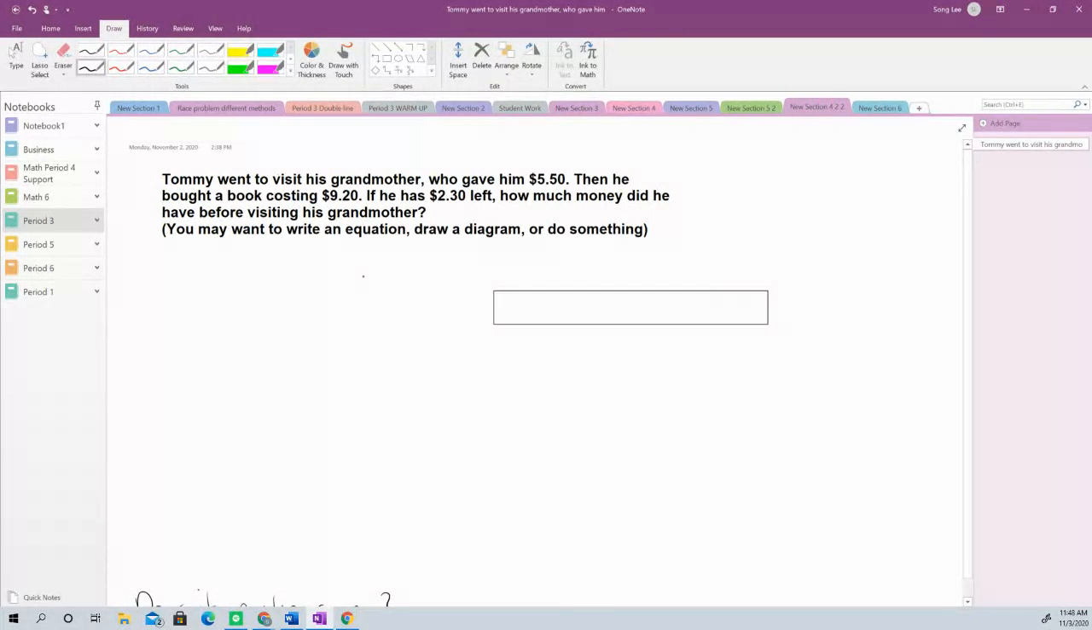So we want to write an equation, draw a diagram, or do something. Do anything, right? So what I know is that Tommy went to visit his grandmother, and the grandmother gave him $5.50. Then he bought a book with the money he had. So this tells me that he had more money to begin with. So I'm going to let M be Tommy's money.